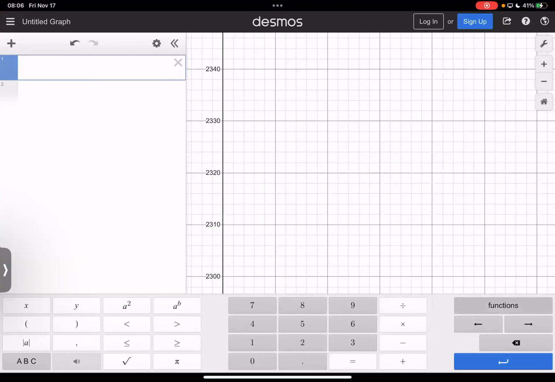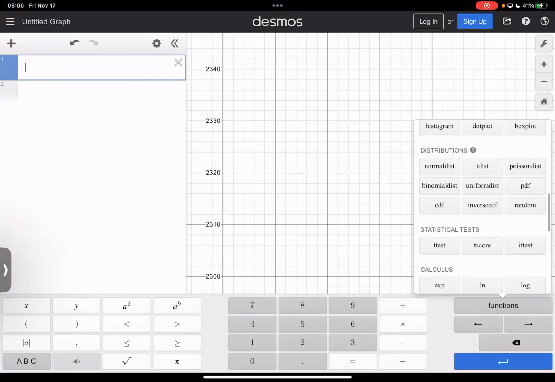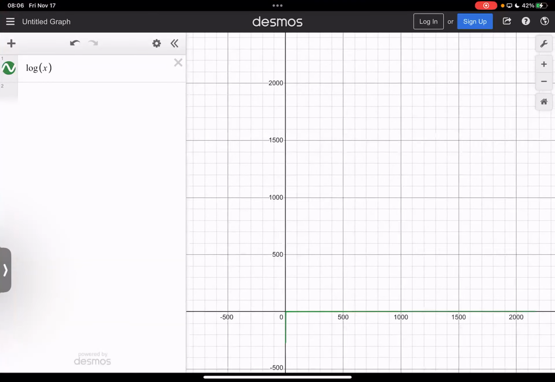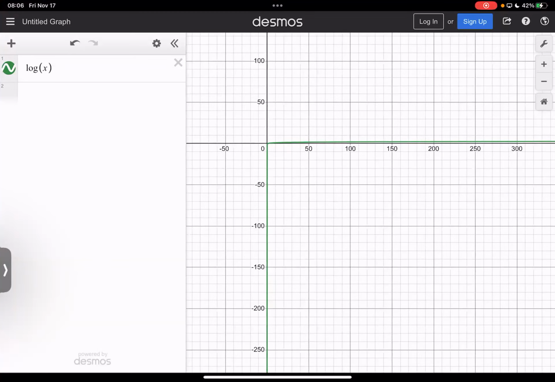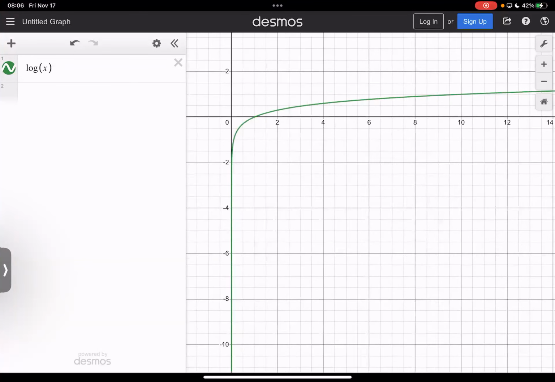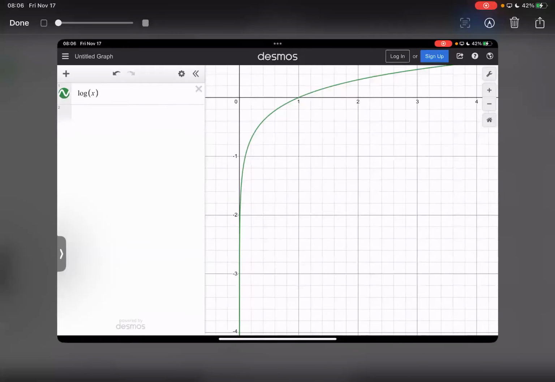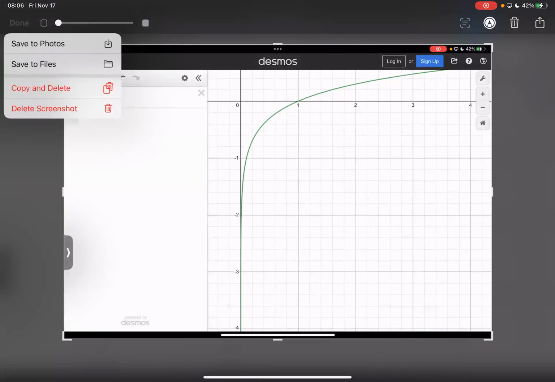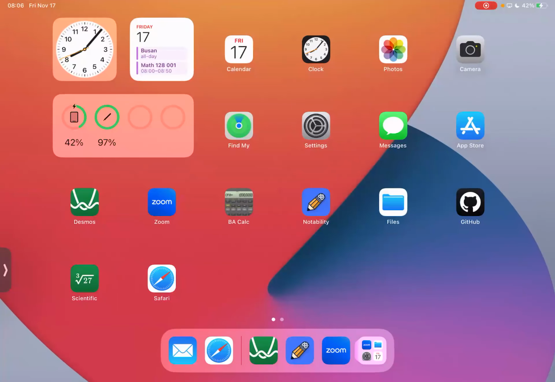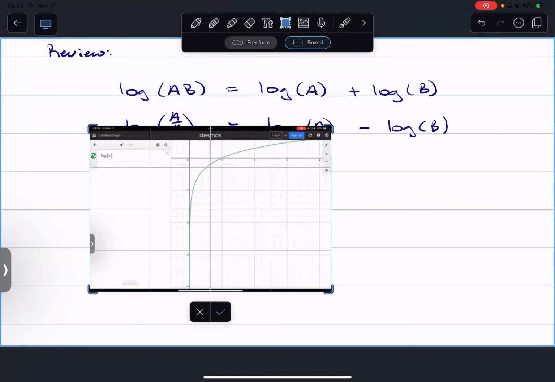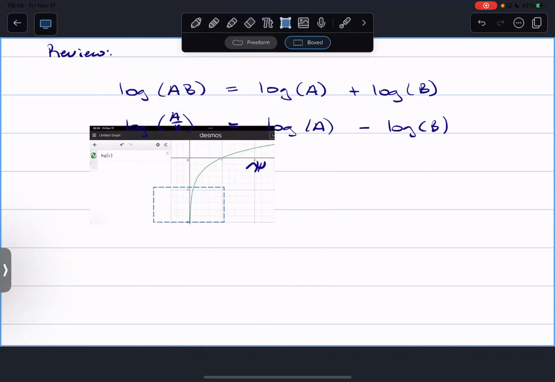And how about a function? Let's take log base 10 of x. What it's going to look like is like this.